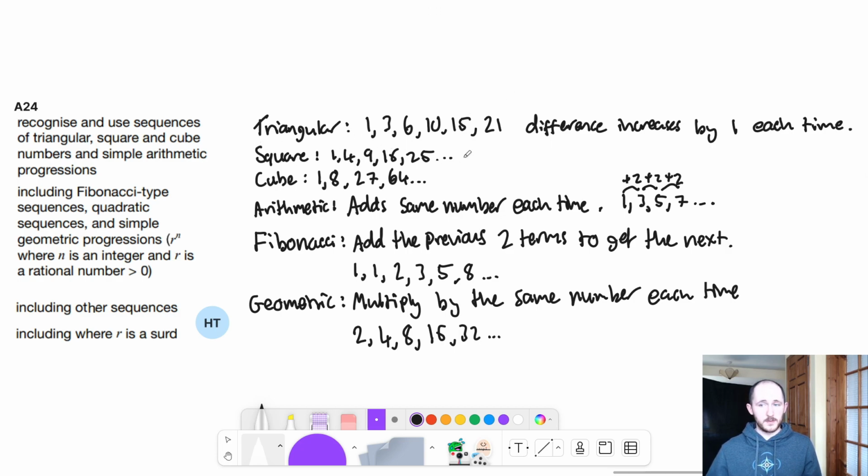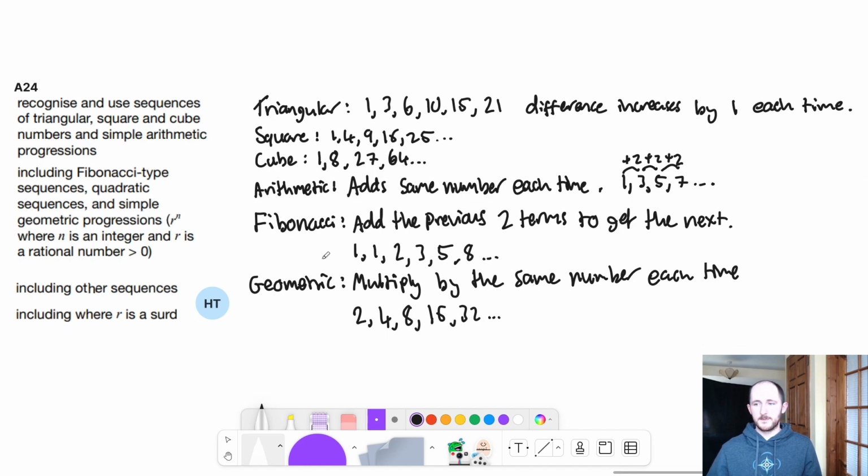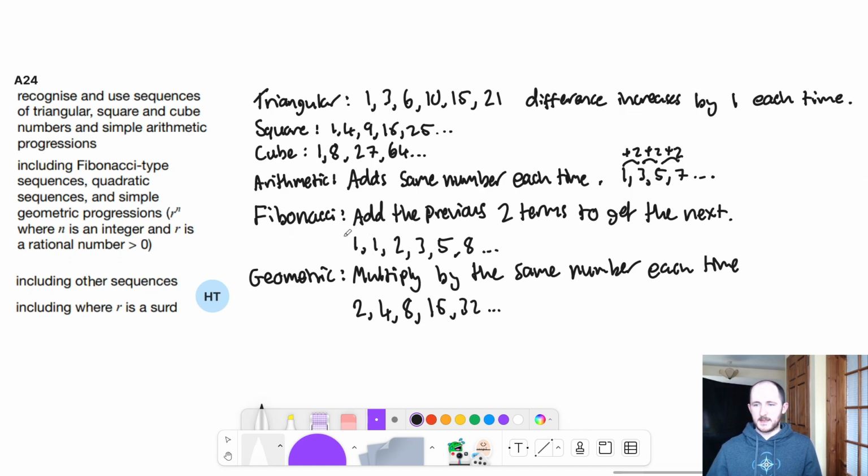Square numbers, so all of your square numbers, we've gone through these before. Cube, again, very similar. An arithmetic sequence adds the same number each time. So for example, 1, 3, 5, 7, I'm just adding 2 each time. The Fibonacci sequence, all it does is it adds the previous 2 terms together to get the next. Now, it doesn't have to start at 1, it can start at any number. They might give you like 5, 5, then 10, and 15, and so on. But they'll keep it relatively low because otherwise the numbers get quite big pretty quickly.